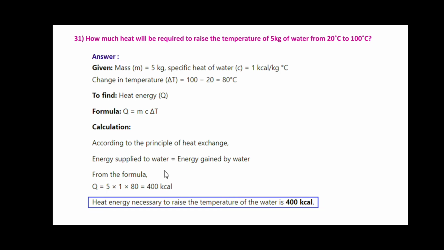According to the principle of heat exchange, energy supplied to water is equal to energy gained by the water. From the formula, Q is equal to m c delta T, so 5 into 1 into 80, that is 400 kilocalorie. So the heat energy necessary to raise the temperature of the water is 400 kilocalorie.